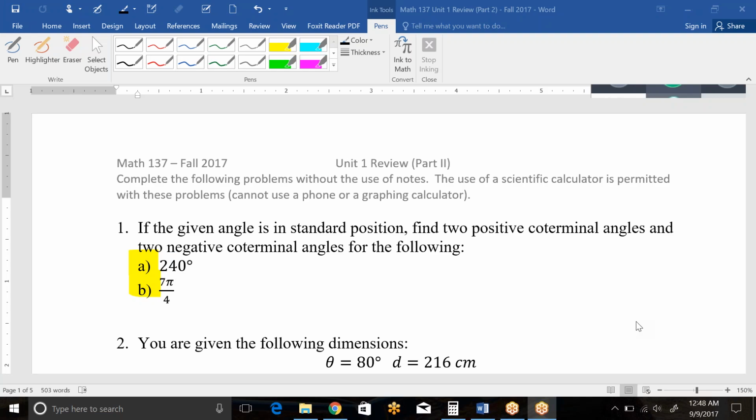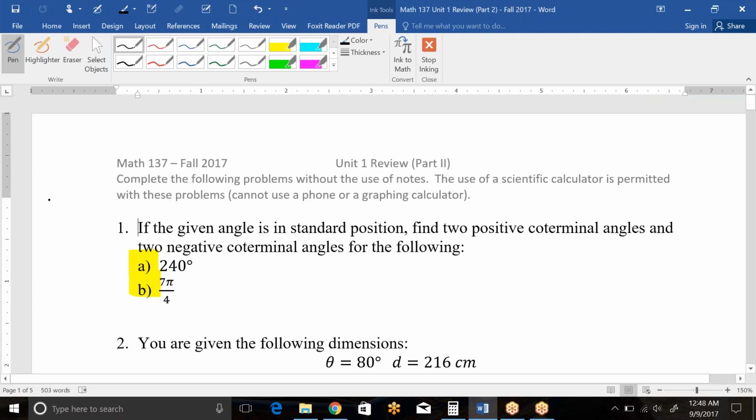All right, this is part 2 of the Unit 1 review for Trig, looking at some of the extra examples. So if we're given an angle in standard position, which remember means centered at the origin with the x-axis as our starting side, and we go around this way, find the ending side, and theta is measured from that origin area. So if we're in that position, find two positive coterminal angles and two negative coterminal angles for the following. Now that means you went around a whole cycle and ended in the same place. So since a cycle is 360 degrees or 2 pi, that's how we're going to find these angles.